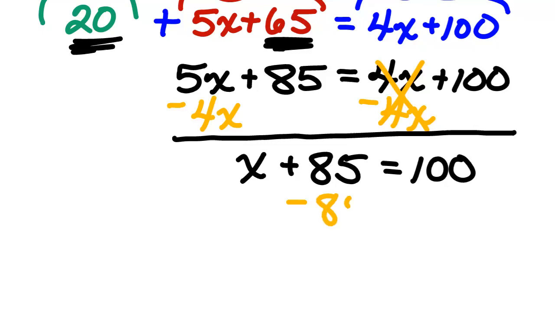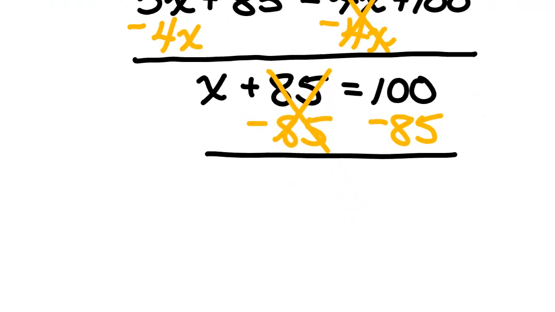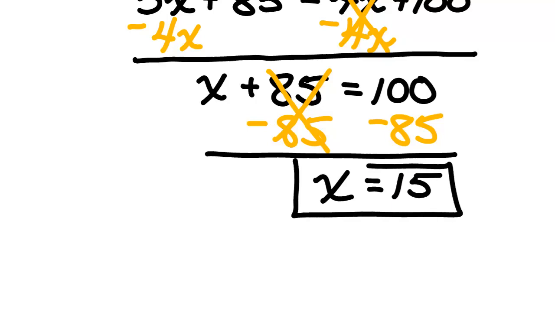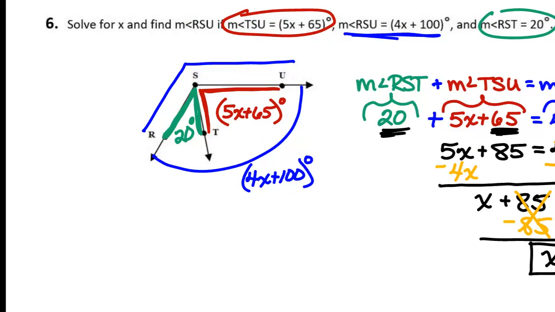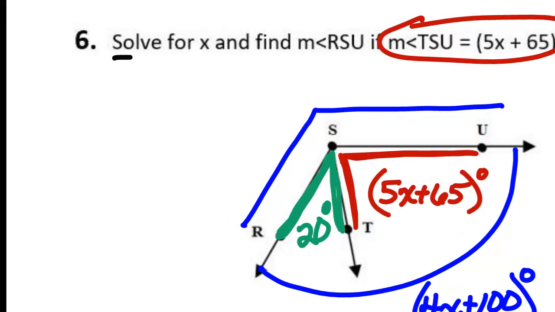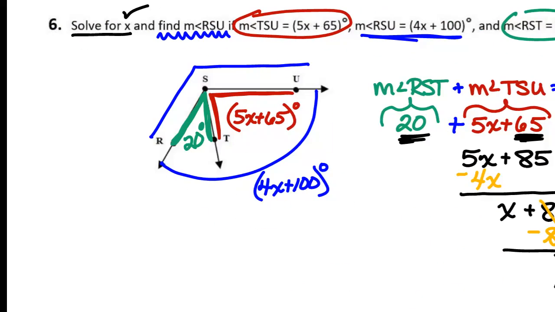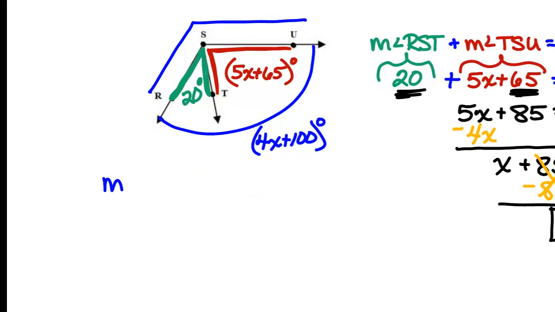At this point, I would subtract 85 on both sides. What is 100 minus 85? 15. Is that all I was supposed to do in this problem? It says solve for x and then anything else? Find RSU. Well, what was the measurement of angle RSU?